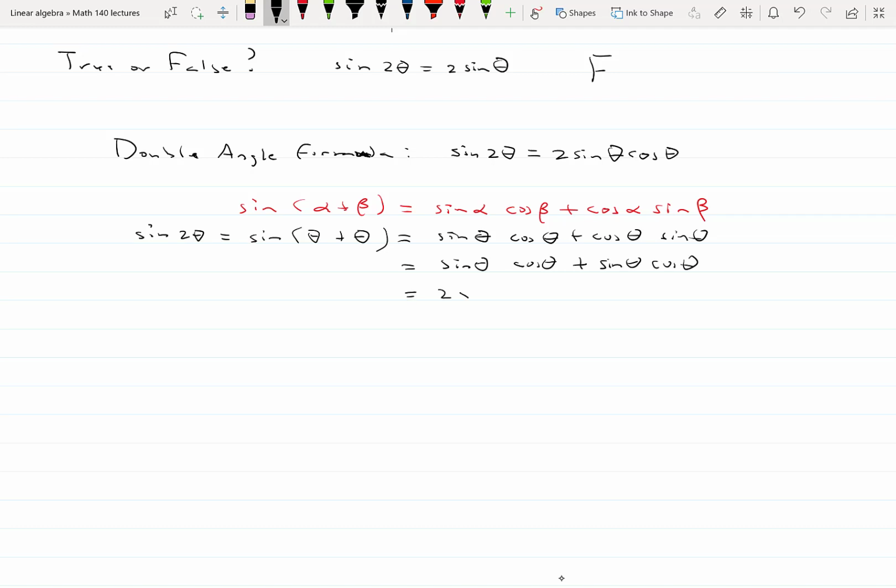And that gives us 2 sine theta cosine theta. Very simple algebra there. And this formula, like I said, is going to appear very early in physics. It's involved in determining specifically the angle that a projectile should be fired, let's say above the horizon, in order to achieve maximum range.